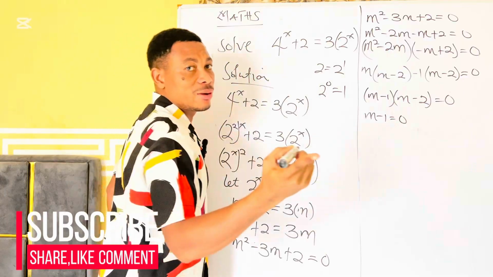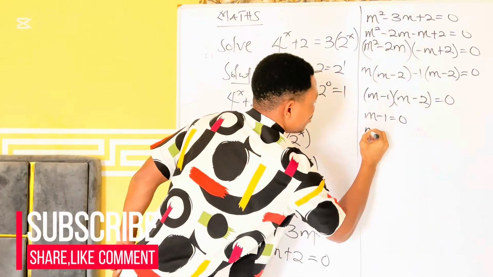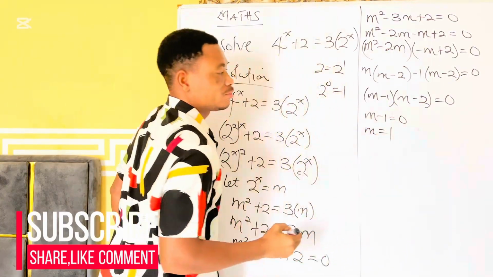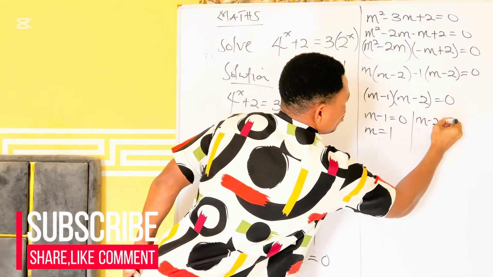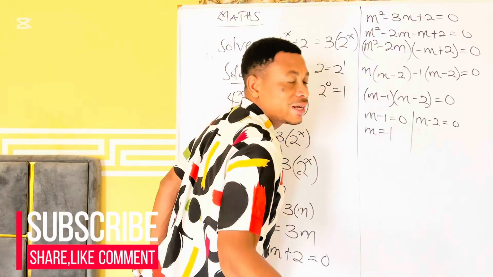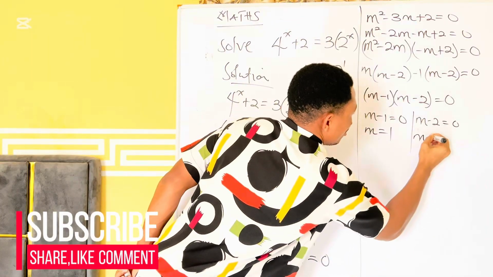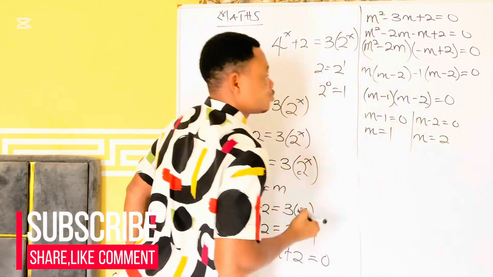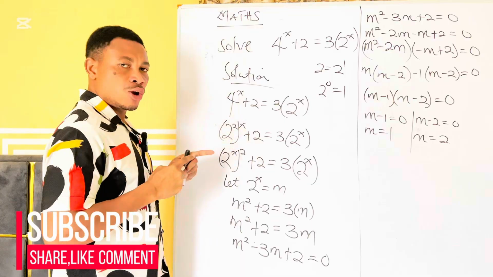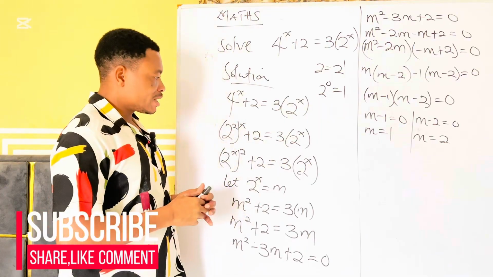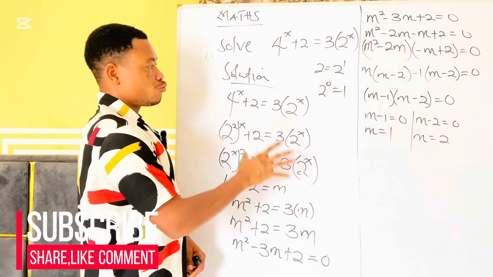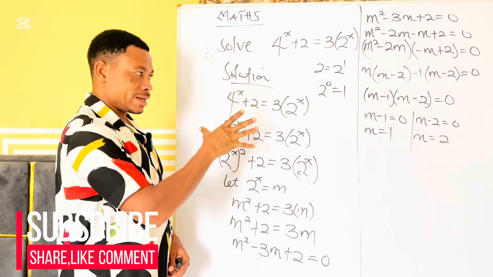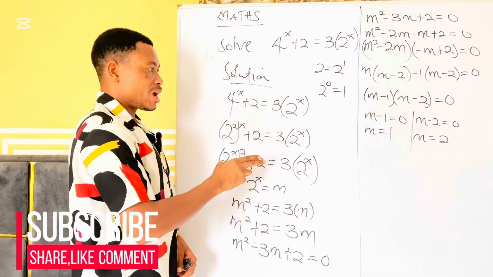So we are finding m. How do we find m? We said m is equal to 1. Equally, we are equating m minus 2 to be equal to 0. Finding m, we said m is equal to 2. Now we are not done. Remember that we said let 2 to the exponent x be m. We were not given m in the question. So it means that we are now coming to introduce 2 to the exponent x in place of m again.